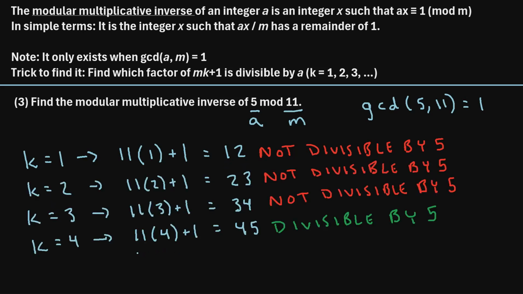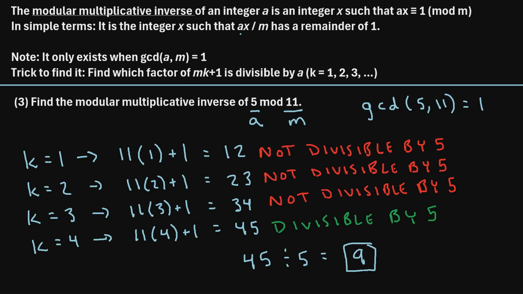So if we work through some different k values, we'll find that a k value of 4 produces a value of 45, and 45 is divisible by 5. So the modular multiplicative inverse of 5 mod 11 is just going to be 45 divided by 5, which is 9. So that's our final answer for this one.